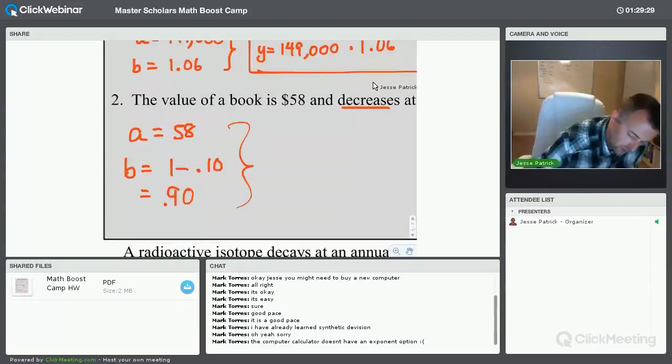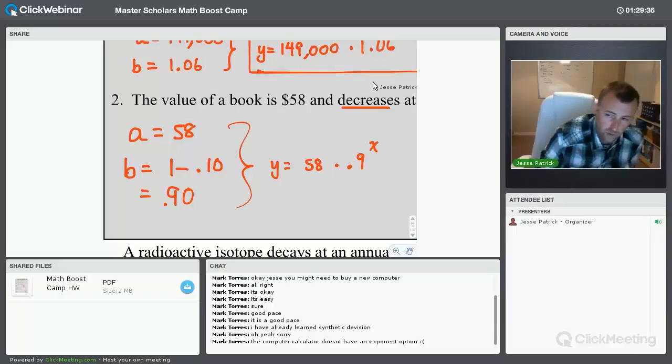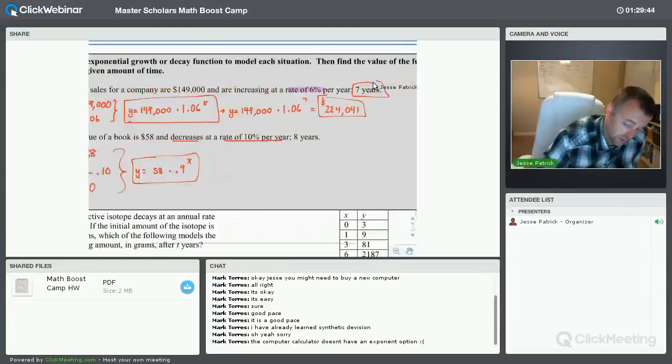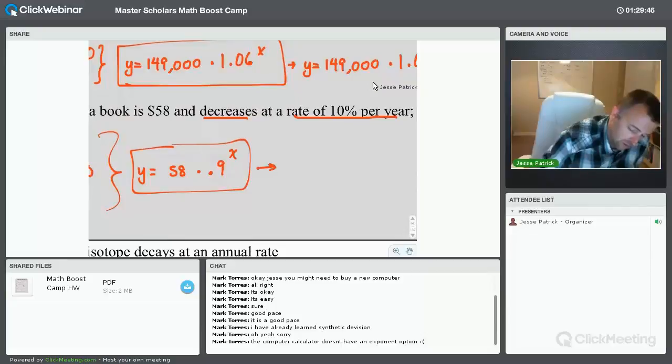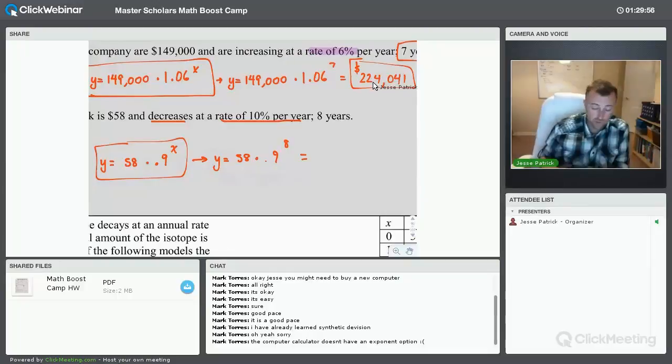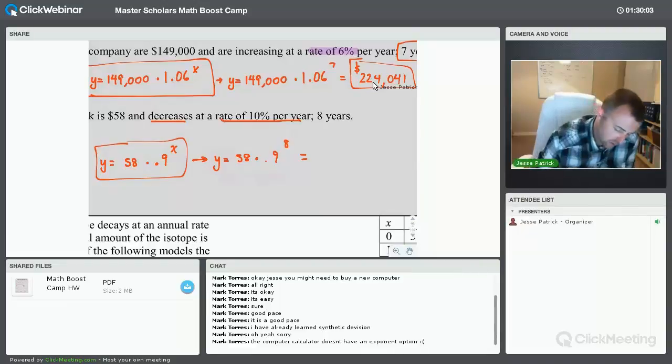So your equation in this case is going to be y equals 58 times 0.9 to the x, which is 0.90 to the x. It doesn't matter. So that's your equation. Now this one they're saying 8 years, so we'll just go y equals 58 times 0.9 to the 8th power. Again, I got my little calculator working here. So you just multiply that one out as well. 0.9 to the 8th times 58.